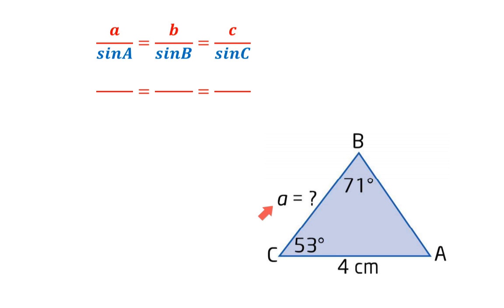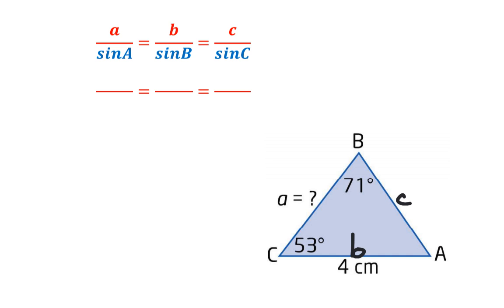In our first example, we are given a triangle. We need to find this unknown side length. Before we begin, let's finish labeling this triangle. If this is uppercase B, this must be lowercase b. And if this is uppercase C, this side must be lowercase c.